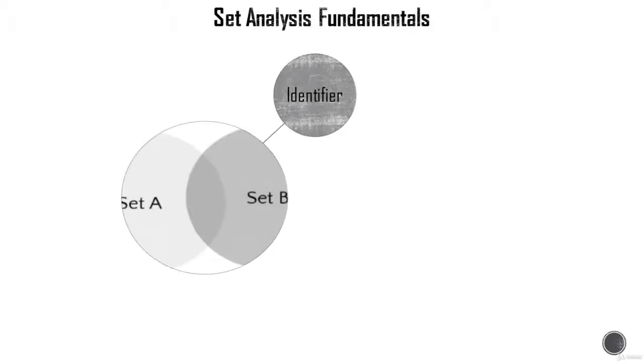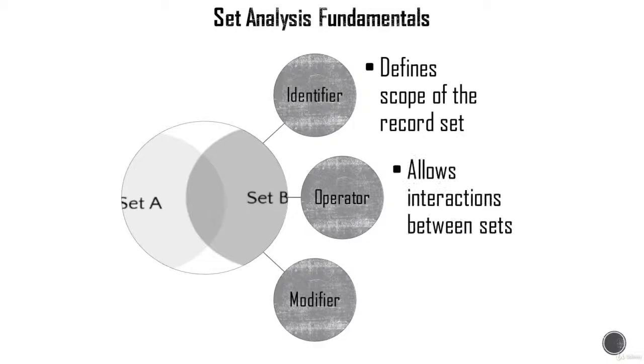There are three components. First is the set identifier. If you think of a set as a subset of the data set you have in your document, that subset has to have an identifier, essentially a boundary of the subset, and that's what the identifier is. And then there is an operator. The operator allows you to interact between different sets. Commonly used set operators are plus, minus, intersection, division, etc.